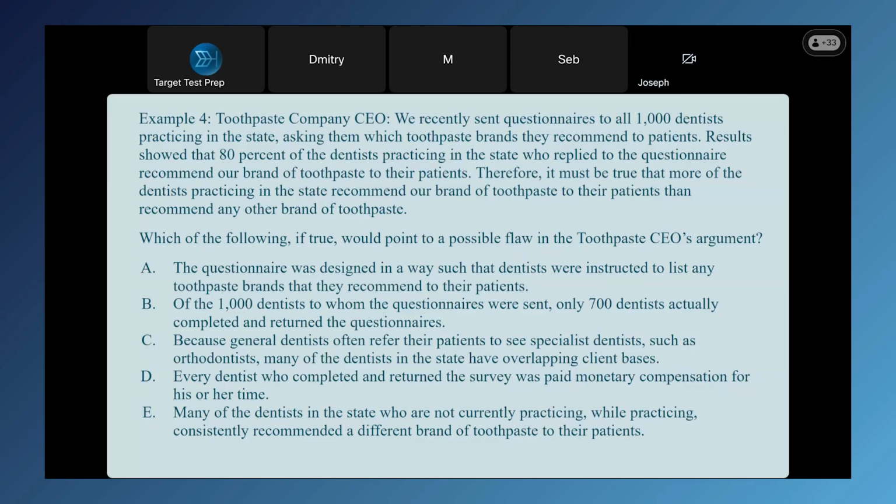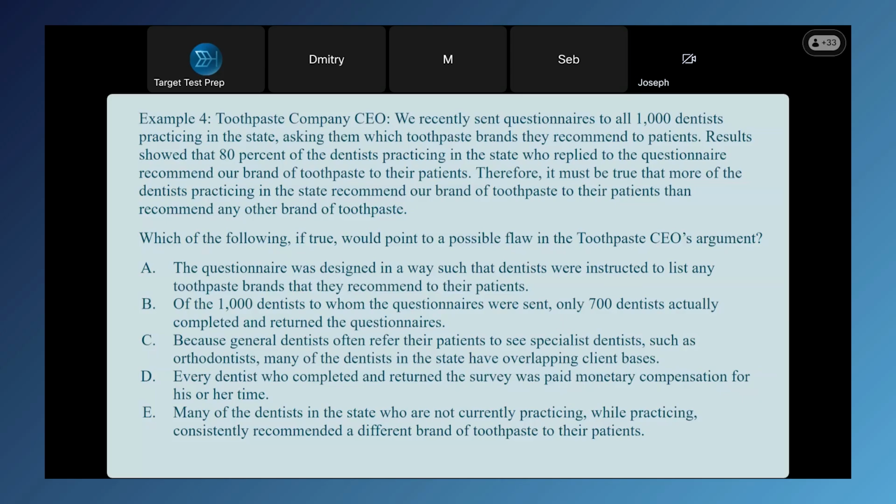Toothpaste company CEO: We recently sent questionnaires to all 1,000 dentists practicing in the state, asking them which toothpaste brands they recommend to patients. Results showed that 80% of the dentists practicing in the state who replied to the questionnaire recommended our brand of toothpaste to their patients. Therefore, it must be true that more of the dentists practicing in the state recommend our brand of toothpaste to their patients than recommend any other brand of toothpaste.